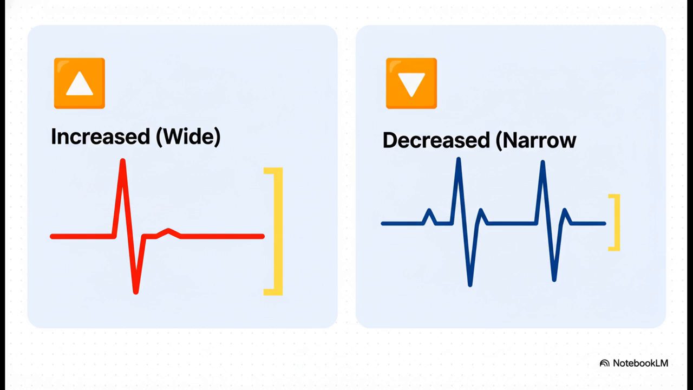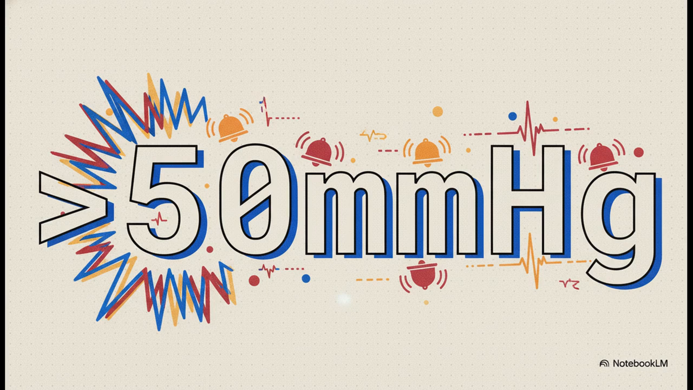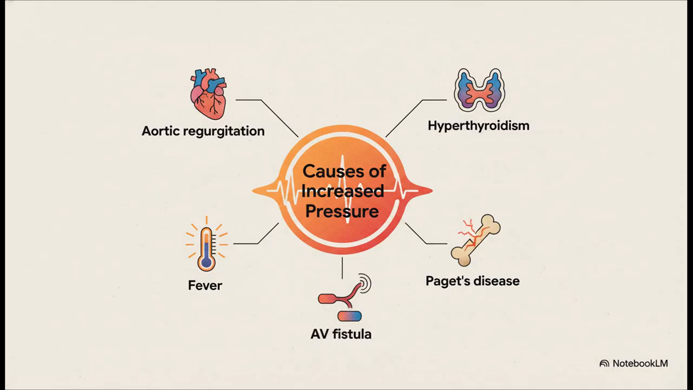And on the right, a decreased, or narrow pressure, means that gap has shrunk way down, bringing those two numbers uncomfortably close together. The key number you've got to remember for an increased pulse pressure is anything greater than 50 millimeters of mercury. When you do that subtraction and you get a number that big, your clinical alarm bells should definitely start to ring.